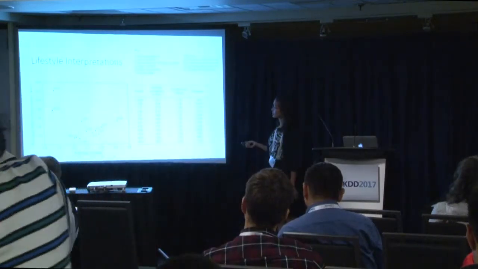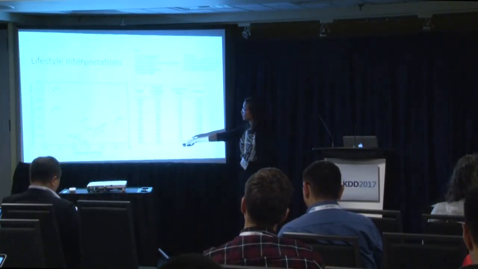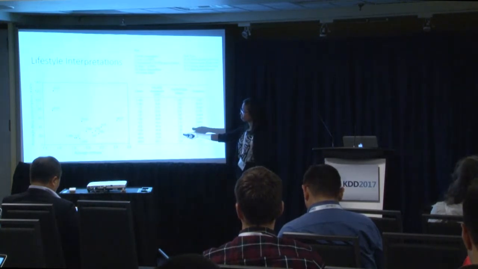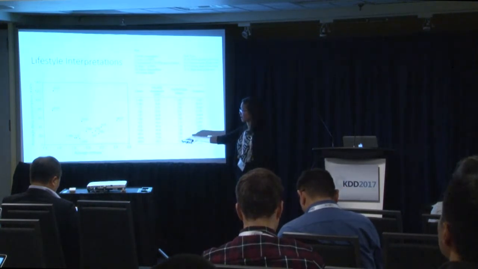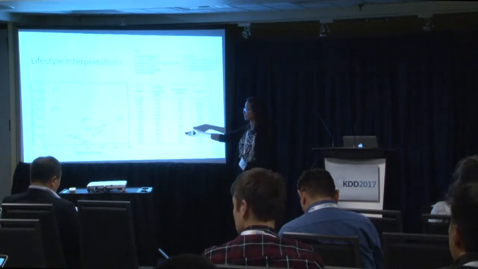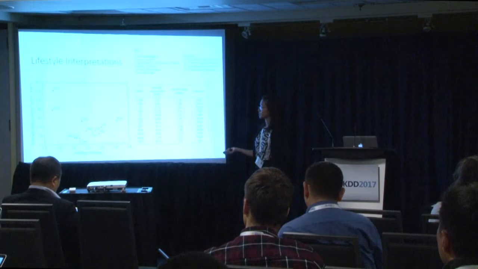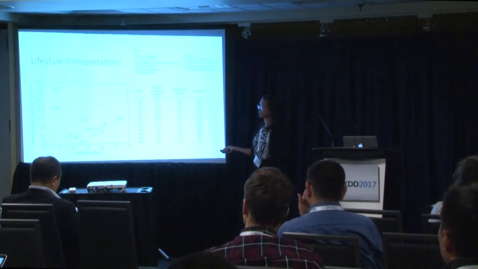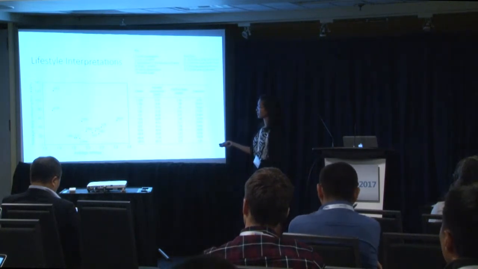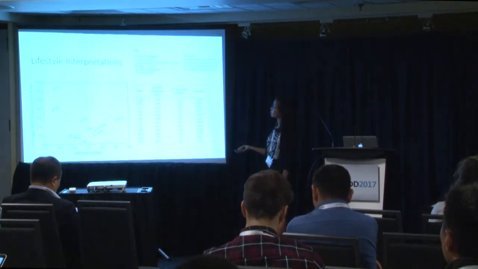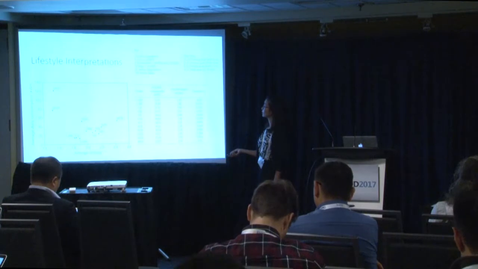For some of the lifestyle interpretations here, you can see that lower consumption users tend to have lower entropy as well, whereas higher consumption tends to have higher entropy. And this could be explained by the fact that maybe higher consumption households tend to have more users and such, and more variability, leading to more variability.